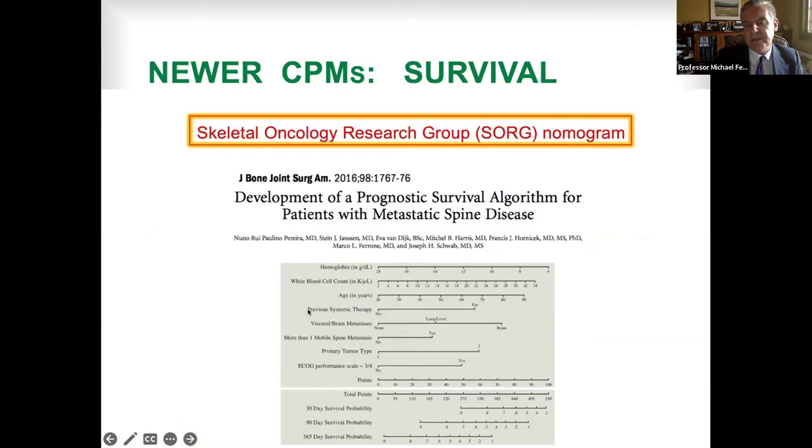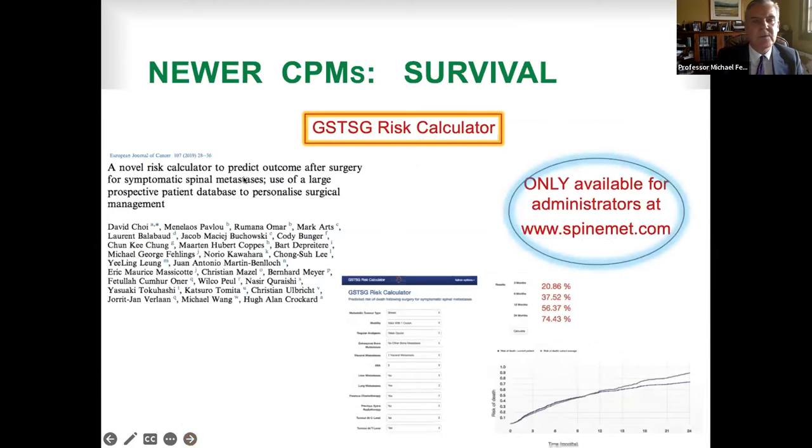So this takes into consideration the tumor type, the presence of metastases, and simple blood tests, including the hemoglobin and white blood cell count, as well as the performance status. This is some work I was involved with David Choi through the Global Spine Tumor Study Group, and this was a risk calculator, but this hasn't been widely adopted, mainly because this has been principally used for research purposes through members of the Global Spine Tumor Study Group.